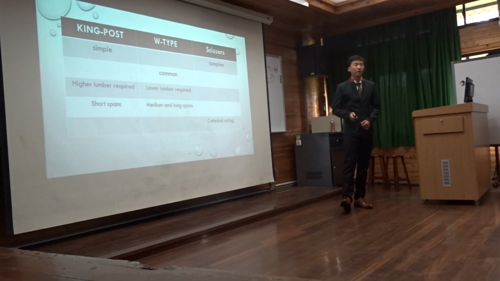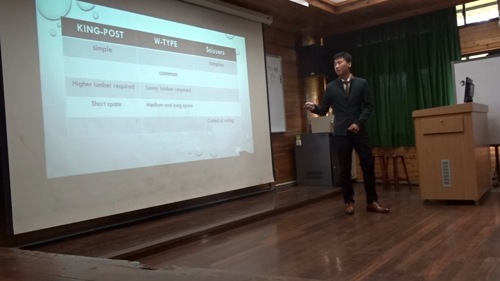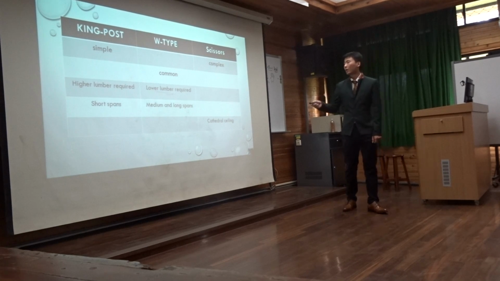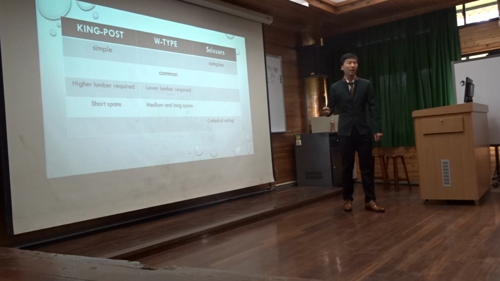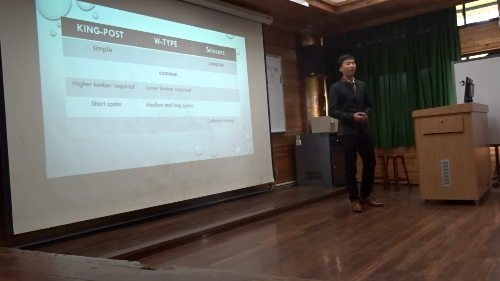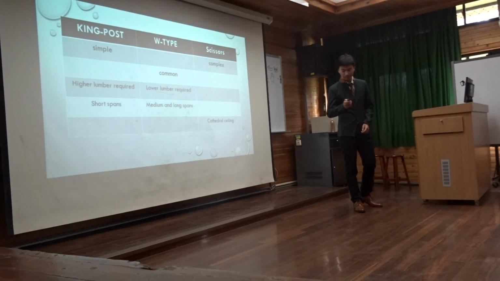The weak points of the King-post truss are that higher lumber grade is required and only short spans are allowed. The advantages of the W-type truss are that lower grade lumber is required and long spans are allowed. However, local price and design law requirements, as well as the spans, should govern the types of trusses to be used.